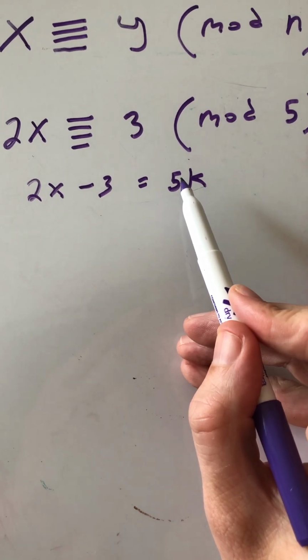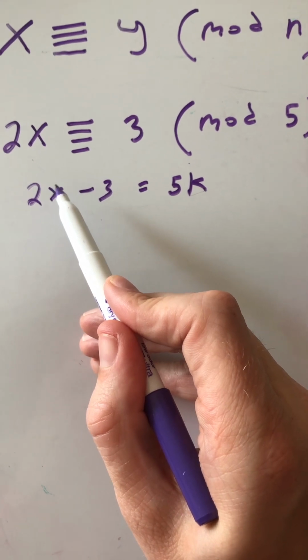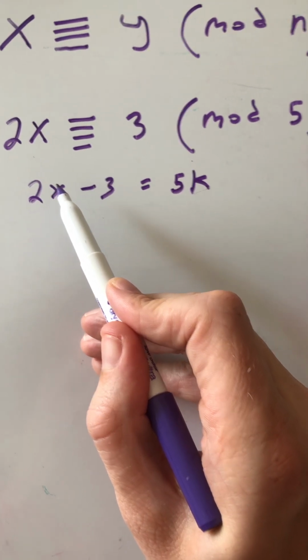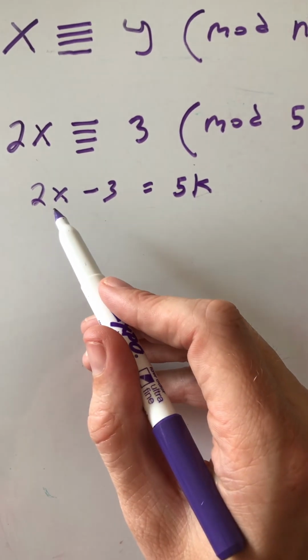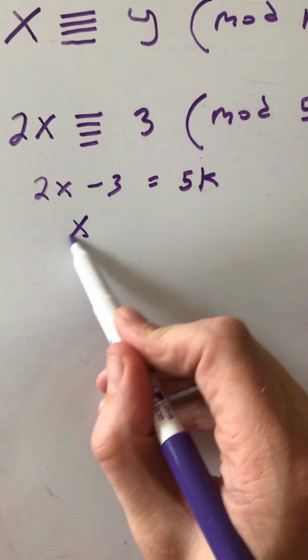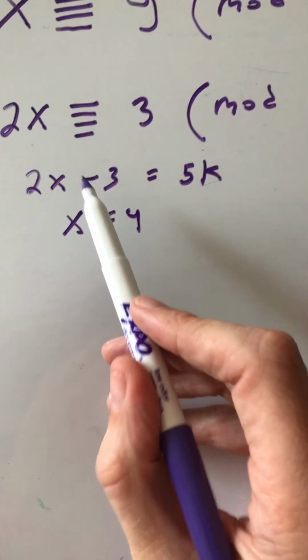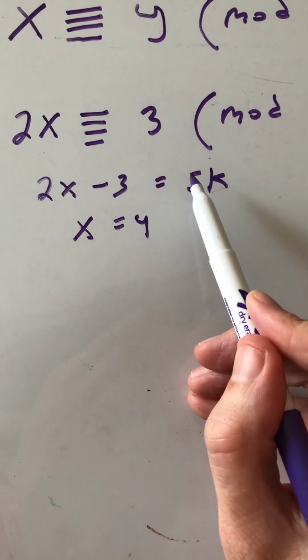So now you have to say, well, what would it be? Well, let's start with 1. That's not going to work. Start with 2. That's not going to work, right? 3, 6 minus 3, no. 4, 8. 4 would work, right? Because 4 times 2 is 8. Yeah, so x would equal 4 here because 2 times 4 is 8. 8 minus 3 is 5, and that's a multiple of 5.